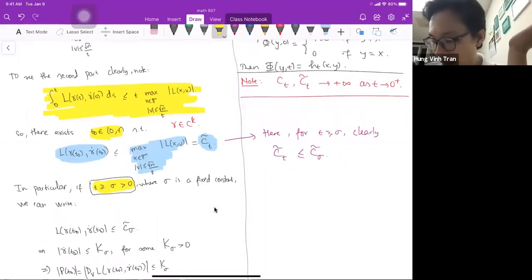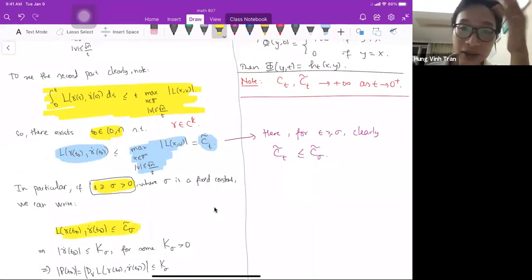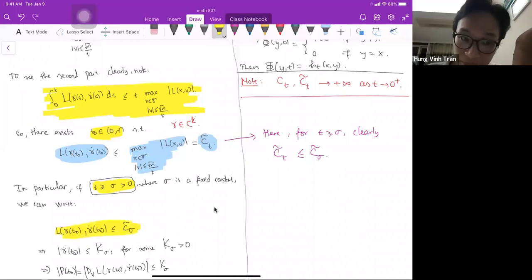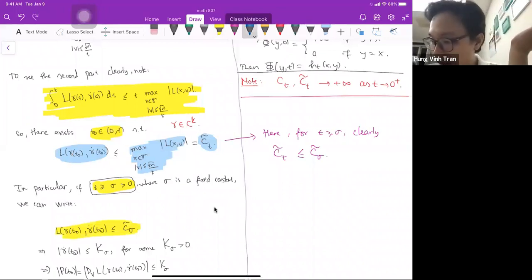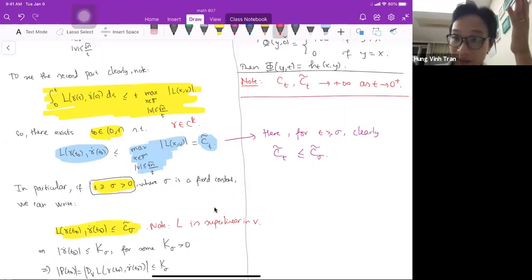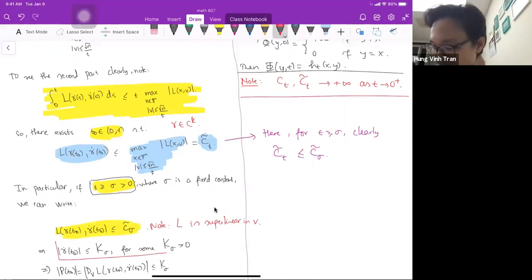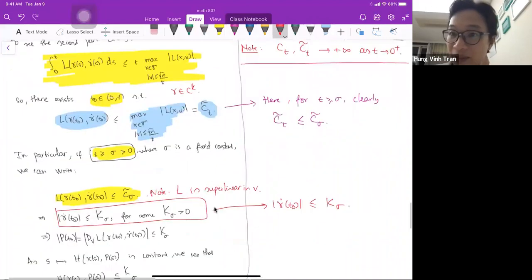So we get that the Lagrangian on gamma, gamma dot at t naught is less than or equal to c tilde of sigma, right? And note that here L is superlinear, right? So it's superlinear in v, and it's bounded. That means that v is bounded, right? So you imply that v, which is the velocity, is bounded. Okay, so gamma dot of t naught, which is a velocity at a point, is bounded by some K sigma. Very simple.